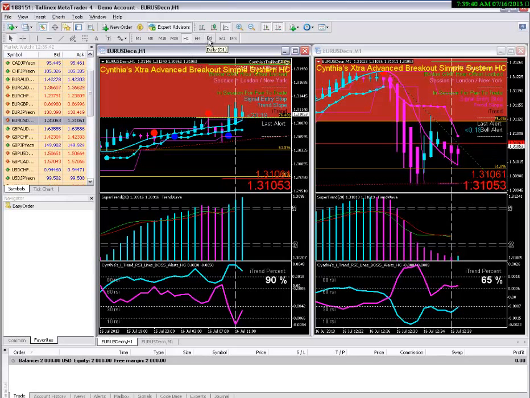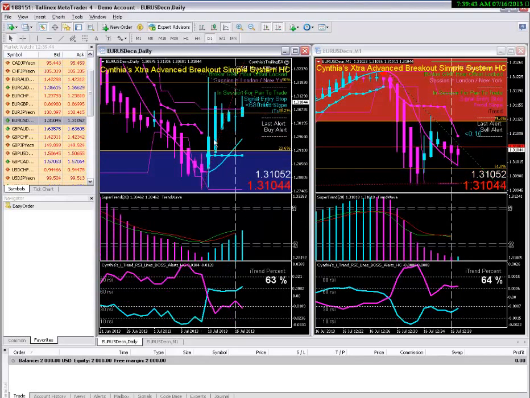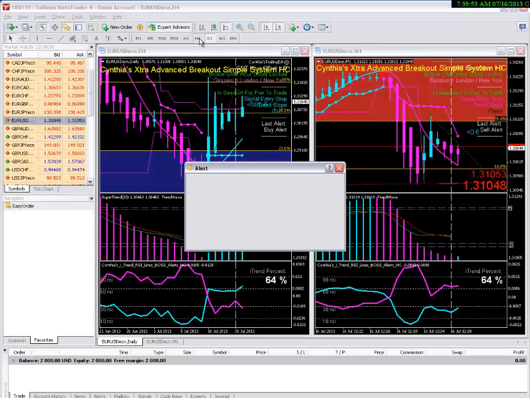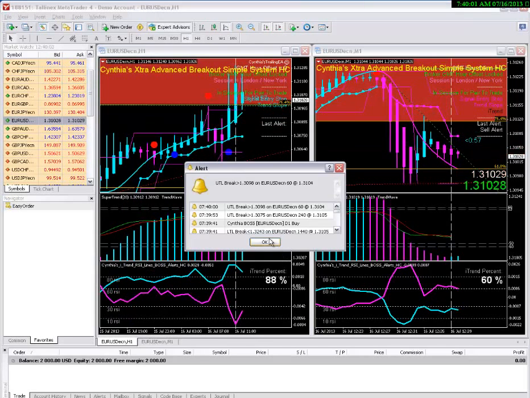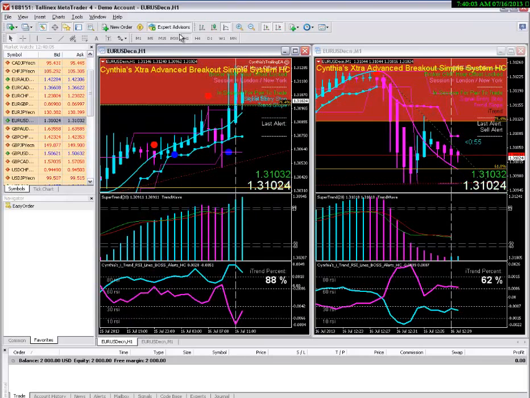You can confirm that by the daily chart. You can see we've had a big uptrend. We're sort of in consolidation now. But the I trend percent is very strong in the daily chart, and still strong above 60% in the 4-hour chart, and 88% strong in the 1-hour chart.